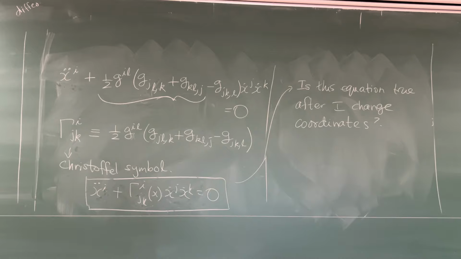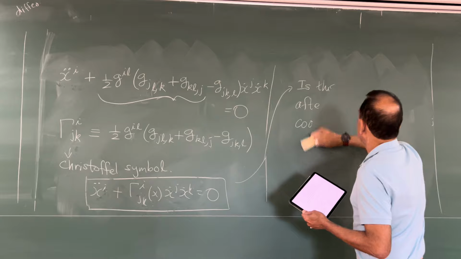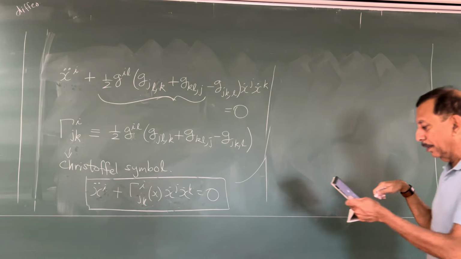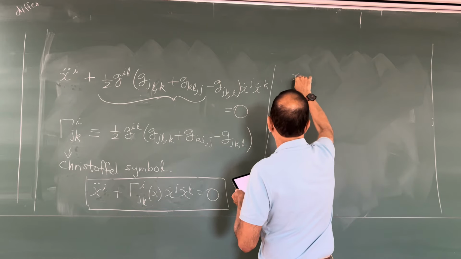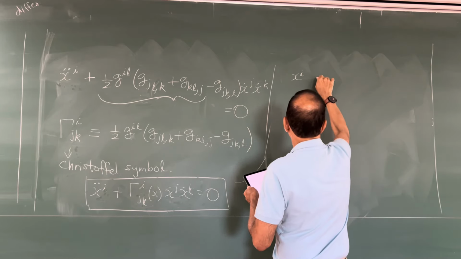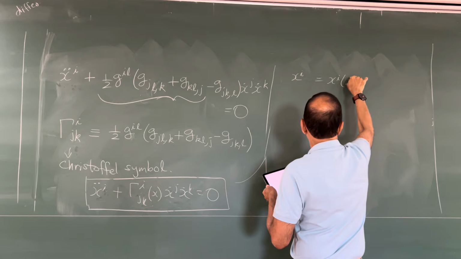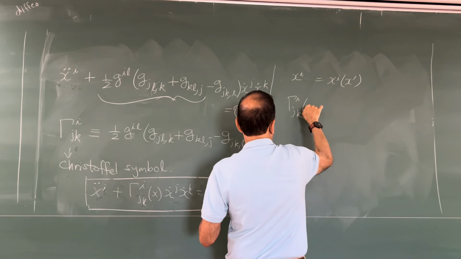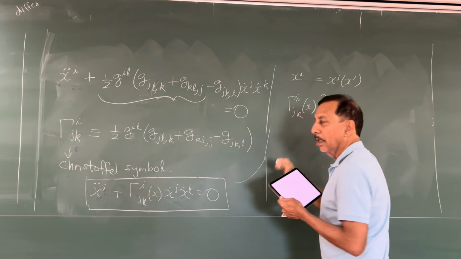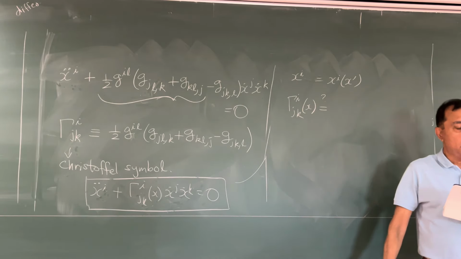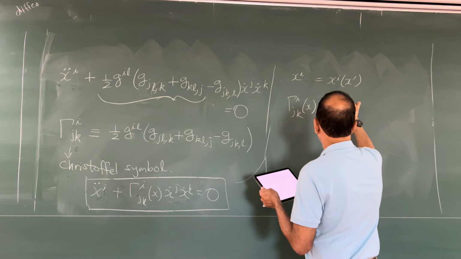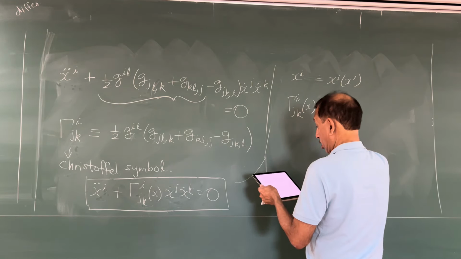So for this, we simply do a tedious calculation and calculate the change of this Christoffel symbol under a change of coordinates. And what we find, so let me say x^i is equal to a function of some new coordinates x prime. So what can I say about gamma^i_jk of x in terms of quantities depending on x prime? Well, this is the answer. Let me write it out, just copy it out.